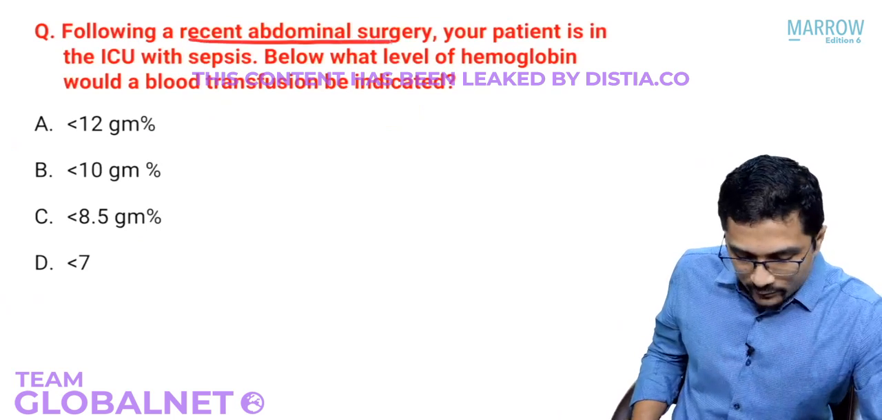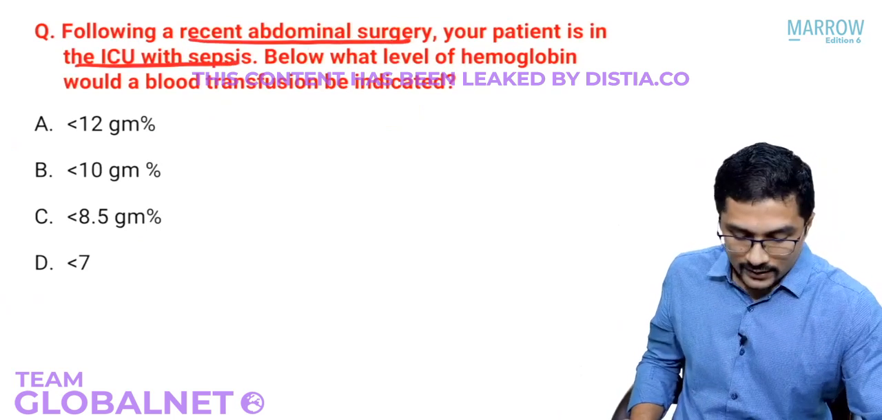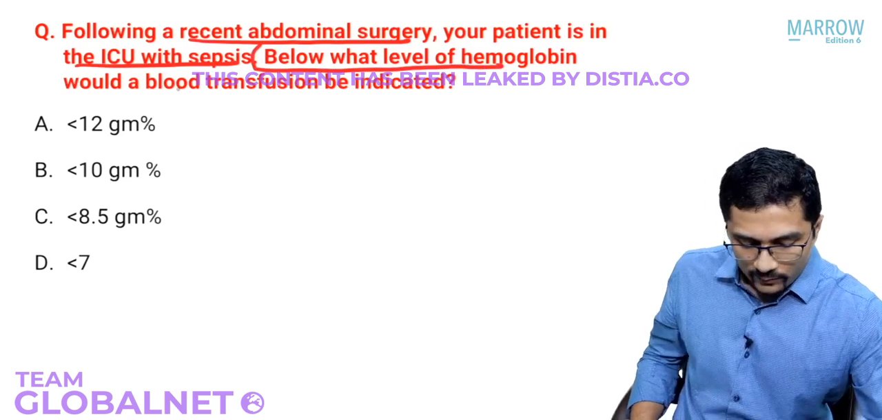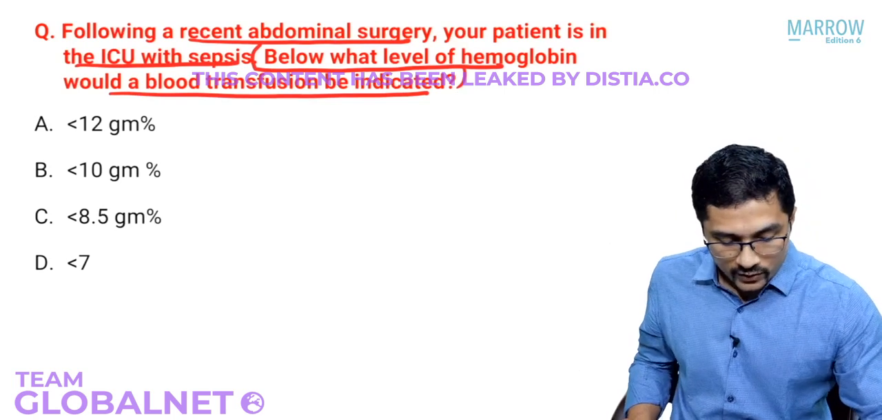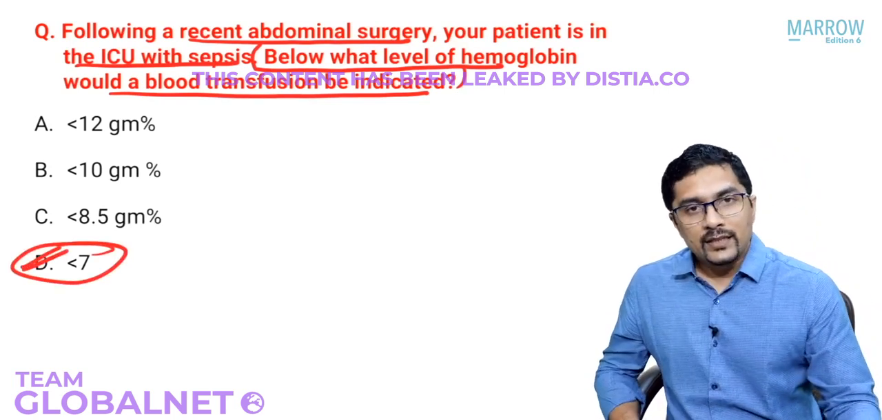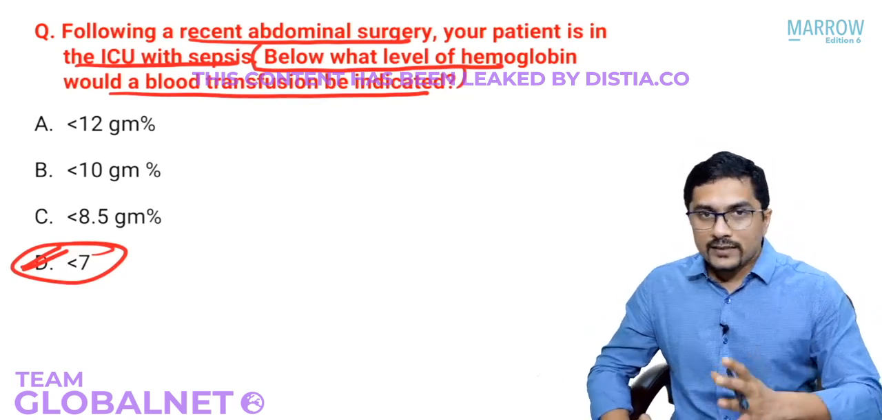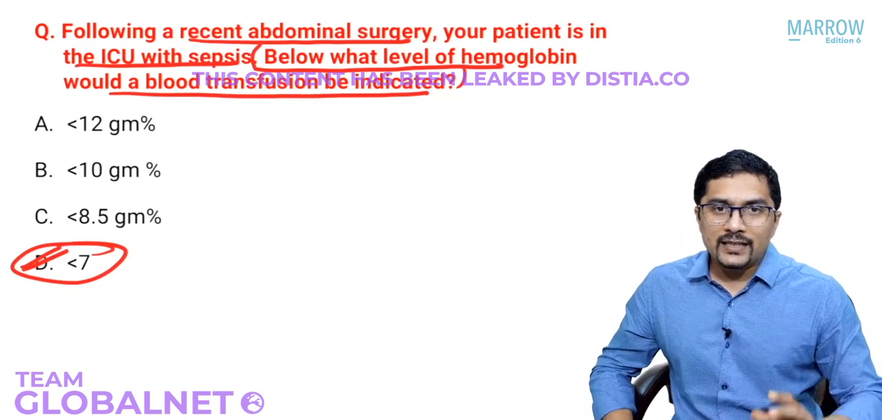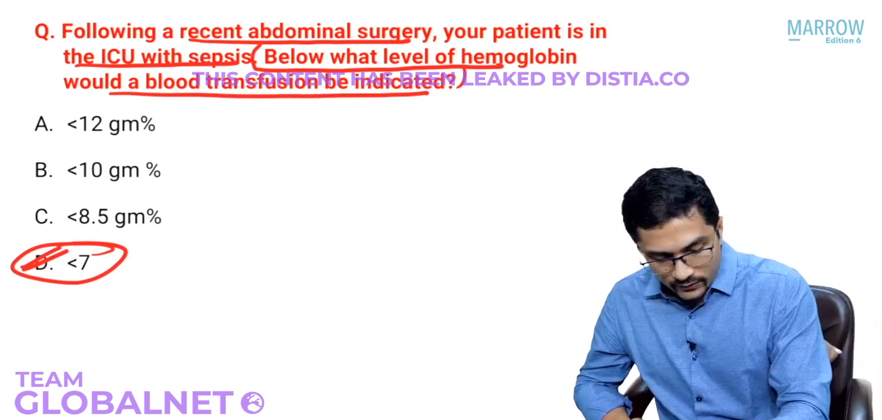Following a recent abdominal surgery, the patient is in the ICU with sepsis. Below what level of hemoglobin would a transfusion be indicated? I've told you that transfusion is indicated when it is 6 or close to 6, that's when we are going to do transfusion. If it's 6 to 8, then there has to be ongoing losses, then only we transfuse.